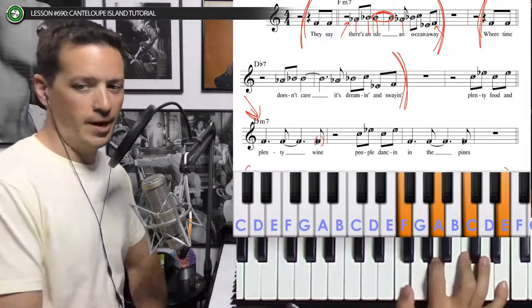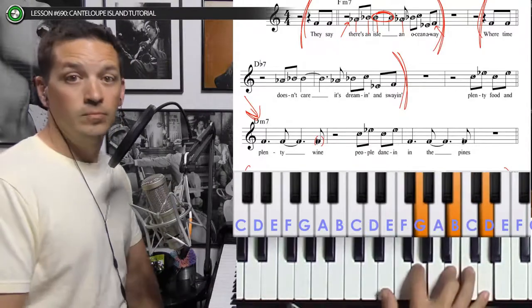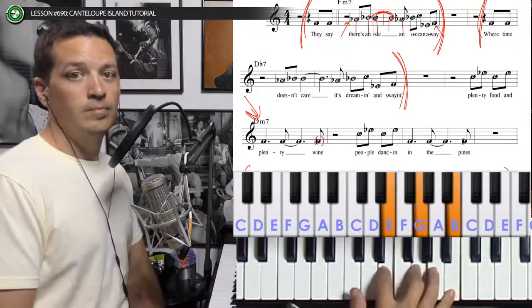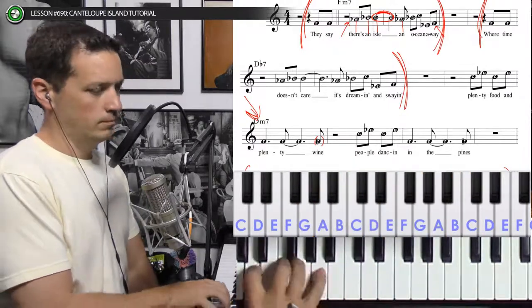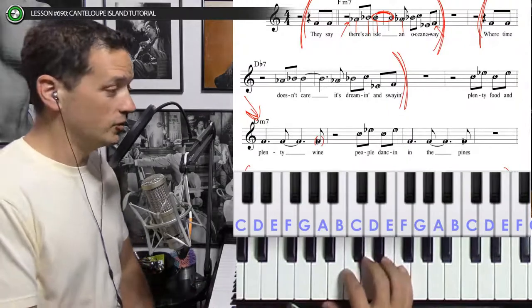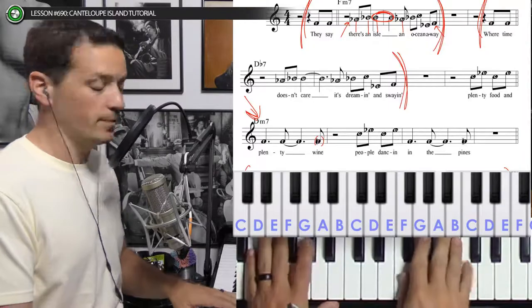Let's try this pattern right here. So we'll go food and that was pretty cool. All right, let's try one more. This time we're really going to mess with the rhythms on the melody. Ready? Play with me.